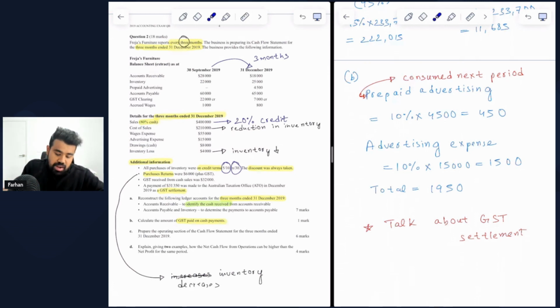Another thing you want to understand is that the GST settlement is the net balance for GST that we could calculate. And that could be relevant to the GST that we have collected from our customers, or the GST that we have paid to our suppliers. So on a net basis, that's where the settlement comes from. The settlement here is not relevant to the GST paid for cash payments, which mainly refers to the expenses for the period. Okay, so that is why the final answer for part B is going to be 1,950, 1,500 coming from advertising expense, and 450 coming from prepaid advertising. Now let's move to question number C.